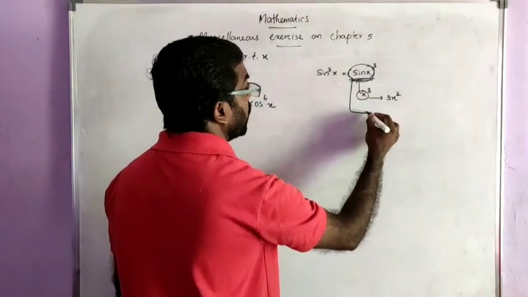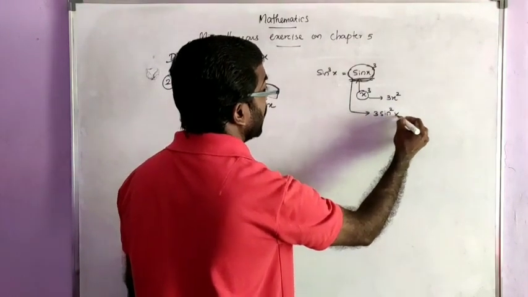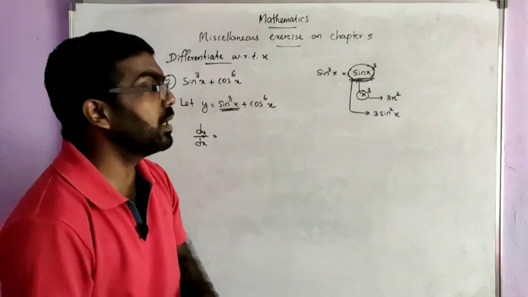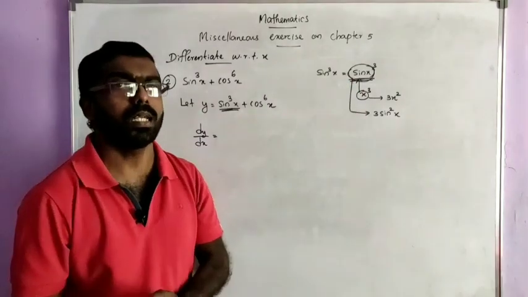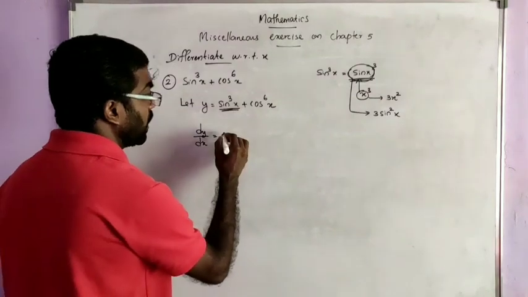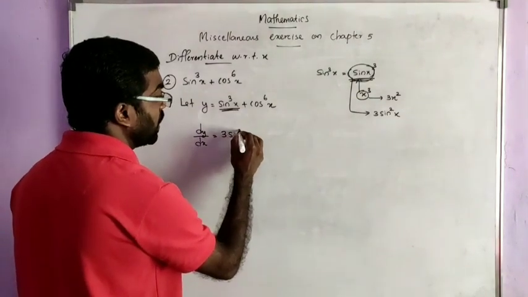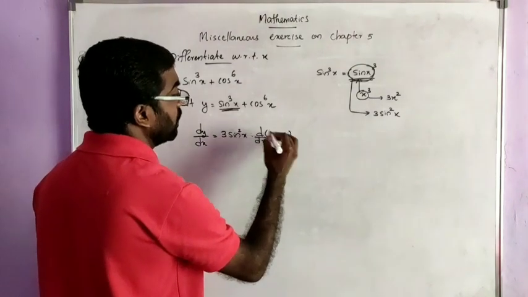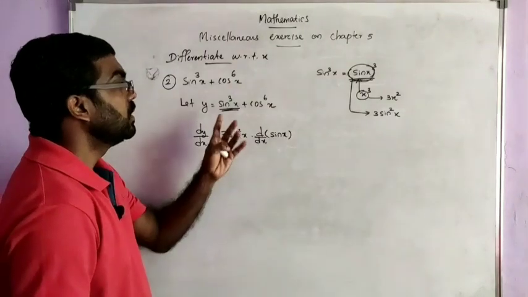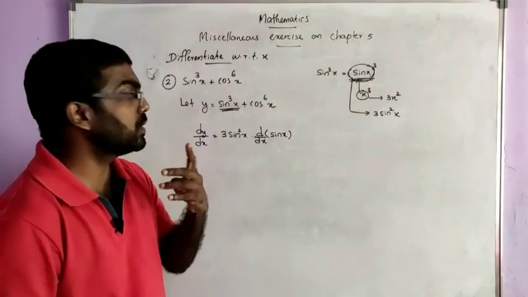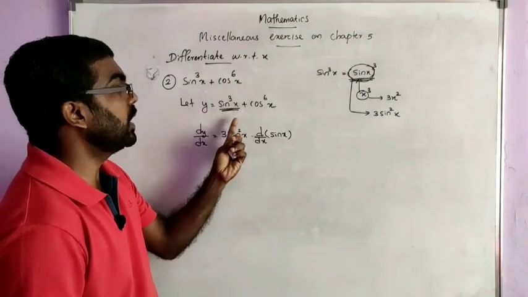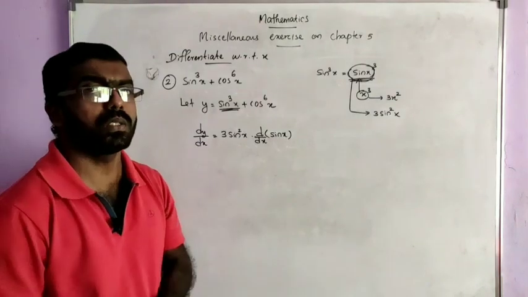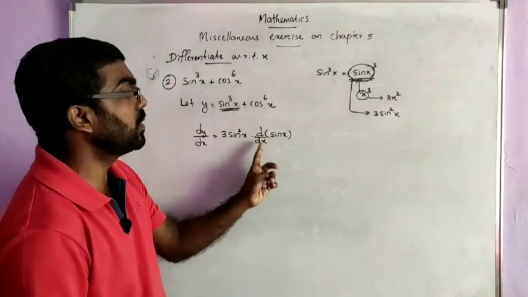So the derivative of sin³x can be written as 3 sin²x, and we have to multiply by the derivative of what? Sin x. That means the chain rule. Okay. So here we can write 3 sin²x into d/dx of sin x. Because we take the term sin x as x. In order to take the derivative, we take sin x as x and apply the formula xⁿ. Derivative of xⁿ is n xⁿ⁻¹. That's why we multiply with the derivative of what?